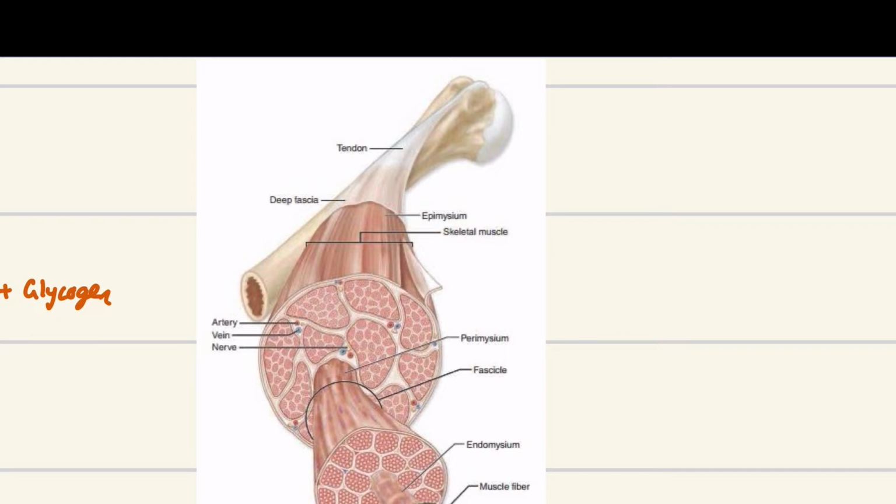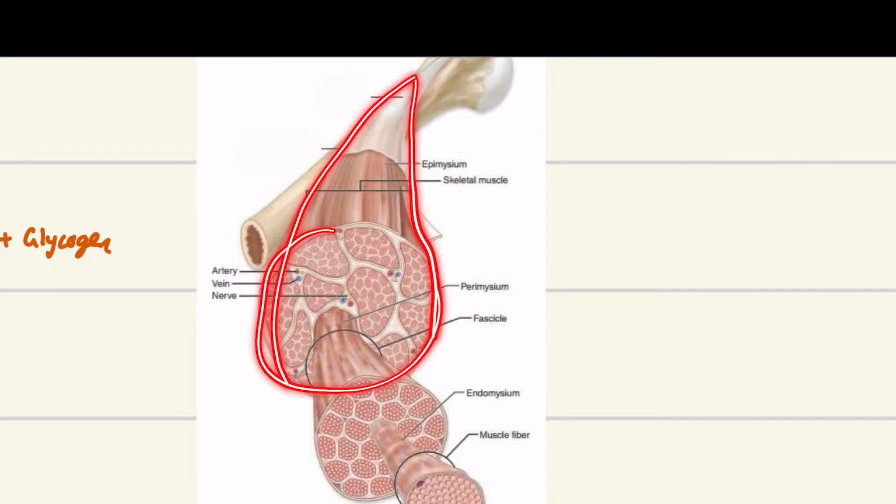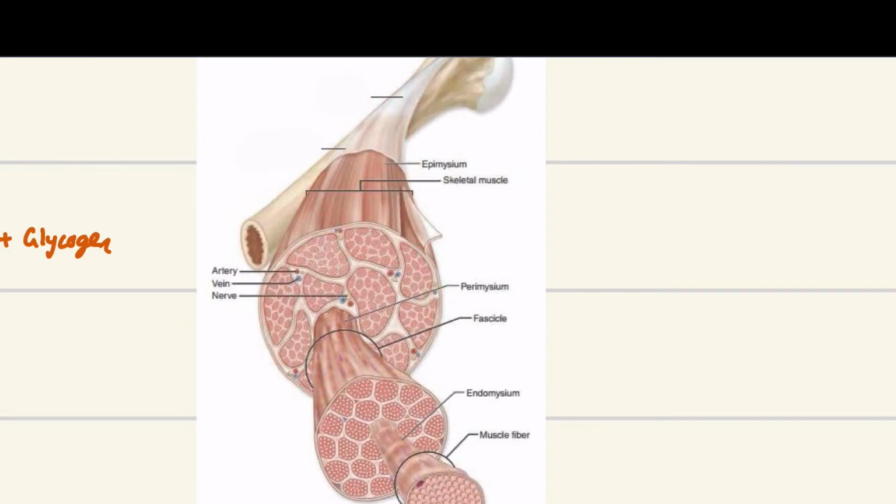Alright guys, let's come over here. Let's leave the tendon, and fascicle we've already talked a bit about. Over here you see the epimysium. So this is a muscle, this entire thing that you see is a muscle. What is the epimysium? It's the connective tissue of every single muscle. This entire layer is the epimysium.